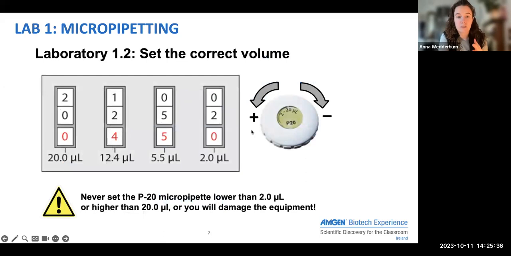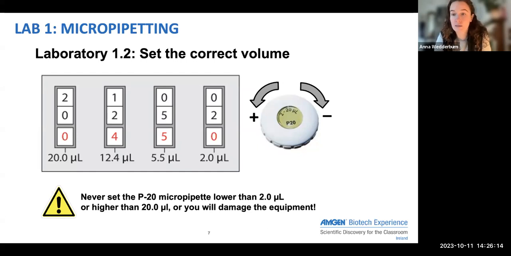In order to set the pipette to the right number, basically what you've got to do is look at the numbers on the side. This first one here on the left, that's 20 microliters. The first 2 numbers are the whole numbers, and then the third number is the decimal point. Sometimes the decimal point is red. It's really helpful when that is the case. It's not the case for all of our pipettes though, unfortunately. So the first number we're looking at here is 20.0, the second one is 12.4, third is 5.5, and then the final one is 2.0.